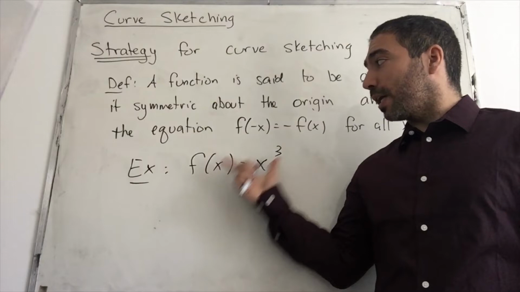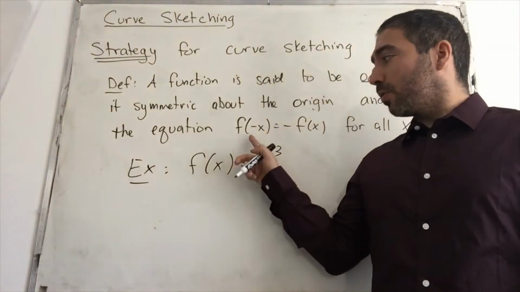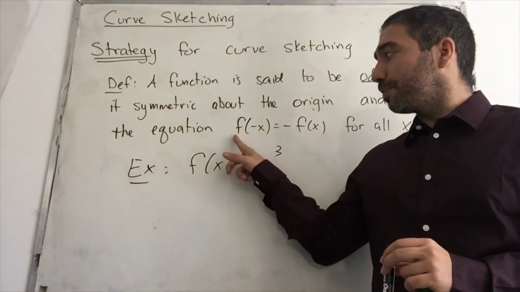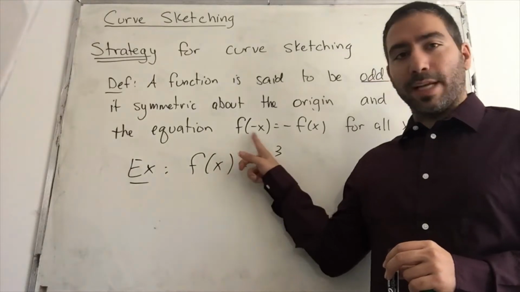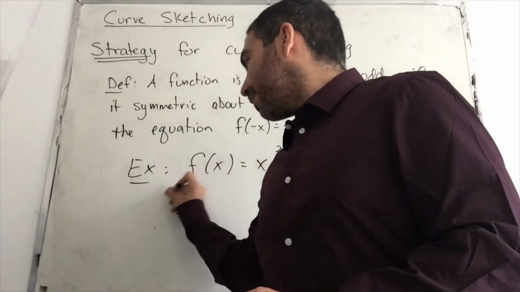Let's first show that this equation is satisfied. Whenever I'm checking for symmetry, what I do is I just replace my x with negative x. So we look for f of negative x.